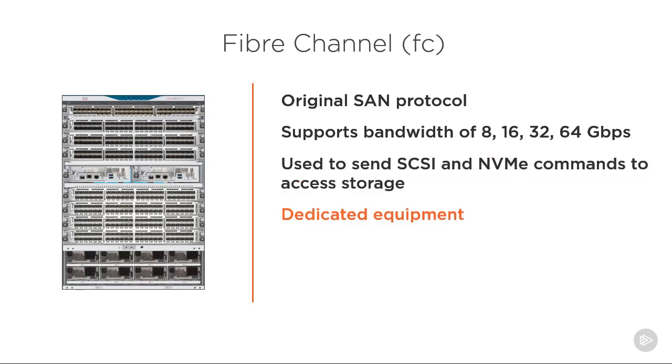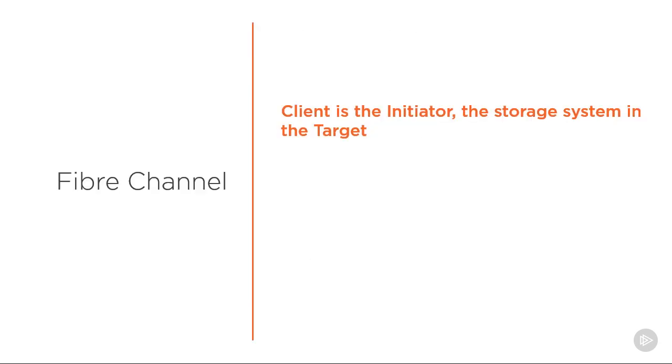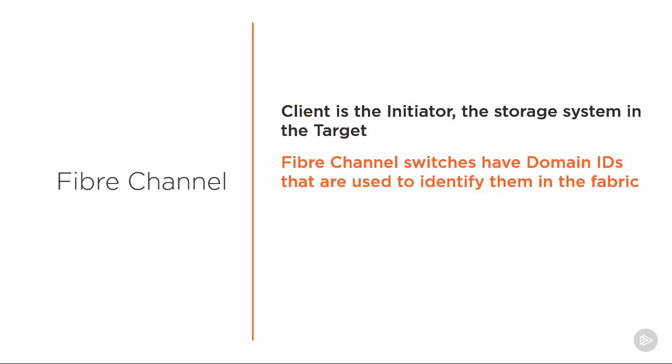Fibre Channel is made up of dedicated equipment. We're going to have special Fibre Channel adapters, cables, and Cisco switches. All of these together make up the Fibre Channel fabric or Fibre Channel network. Within the Fibre Channel fabric, the client is the initiator and the storage system is the target.